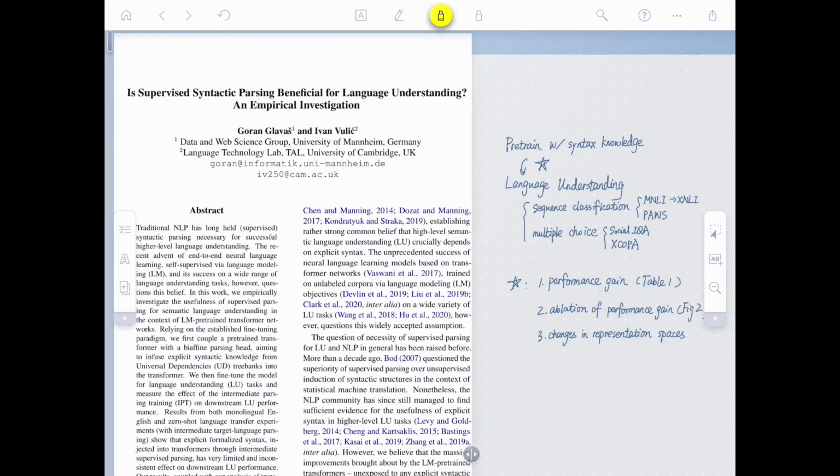Today I'm going to talk about this paper: Is Supervised Syntactic Parsing Beneficial for Language Understanding? An Empirical Investigation by Goran and Ivan.